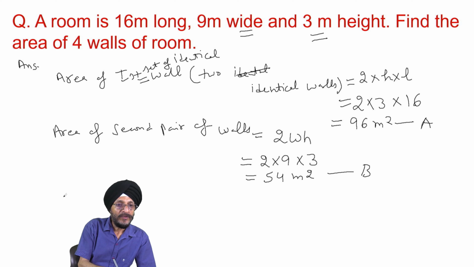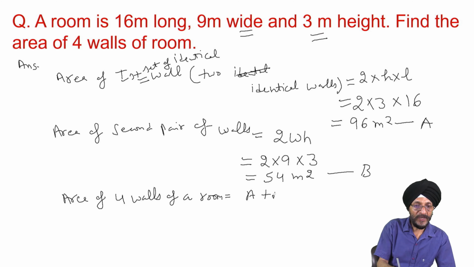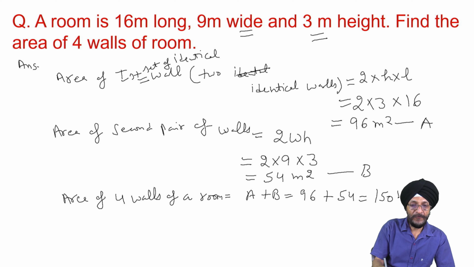Now the area of 4 walls of a room is equal to A plus B. A has been calculated as 96, B has been calculated as 54, and the answer will come 150 square meter.